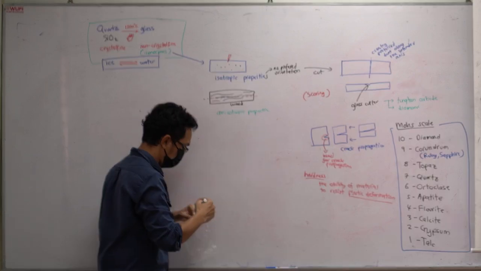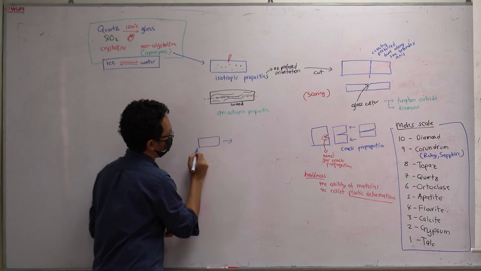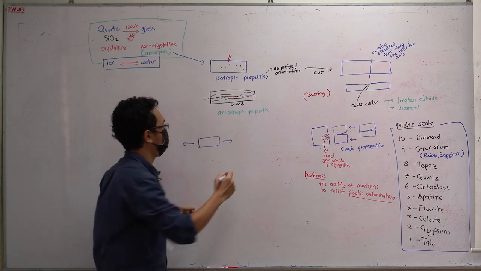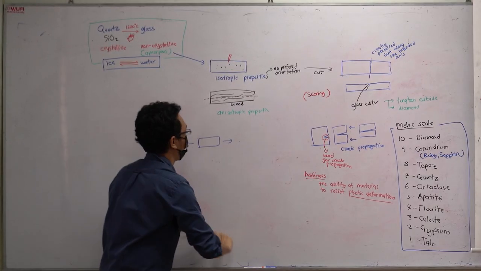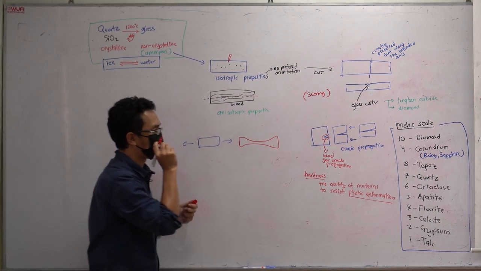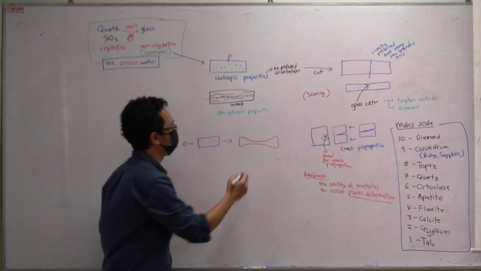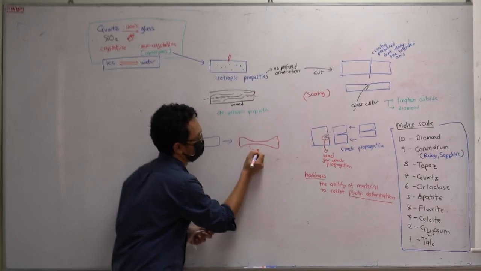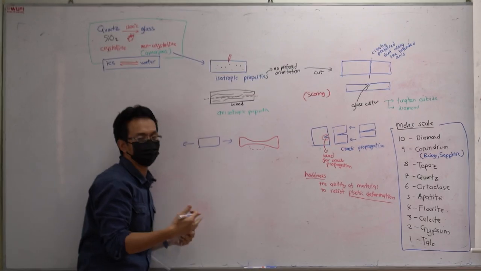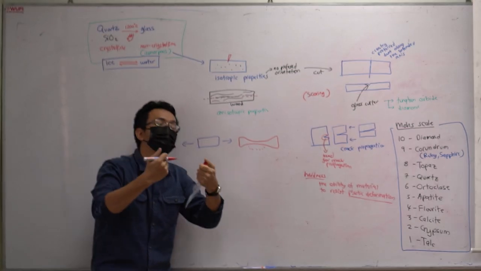If you have plastic like this, when you try to pull it, what will happen is that the plastic will sort of become something like this, right? It deforms. So when it becomes like this, normally it will not return back to the original. So that's what we call plastic deformation. When you pull, and it will not return to original.